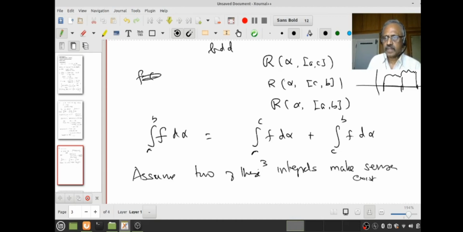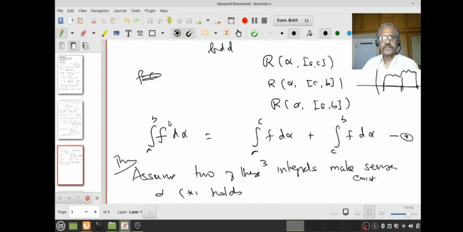That is, either f is alpha-integrable from A to C and f is alpha-integrable from A to B, then what I want to say is f is alpha-integrable from C to B. And now all the three integrals exist. What should be the relation between them? This is the relation, and star holds. So this is the theorem.